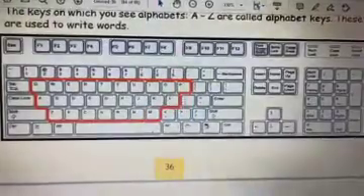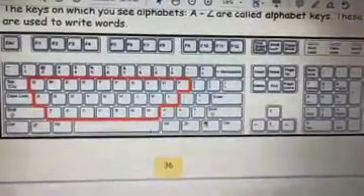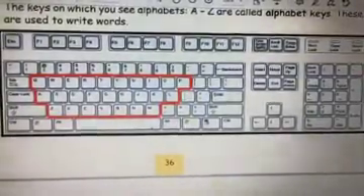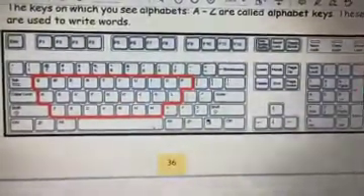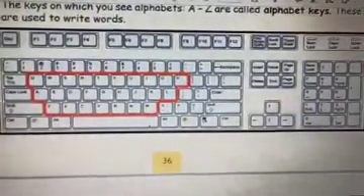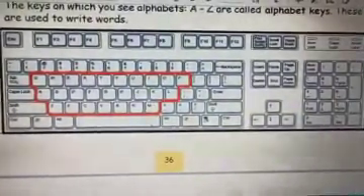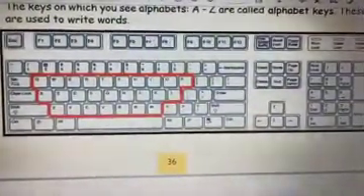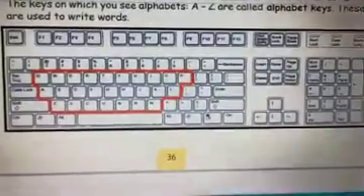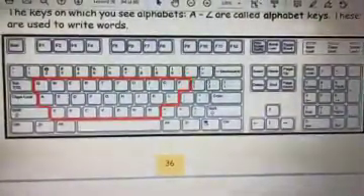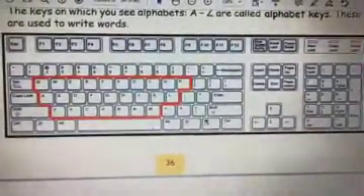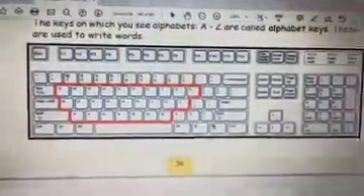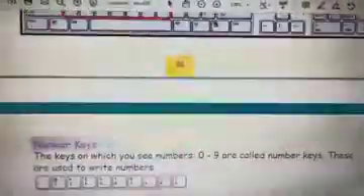Now the highlighted ones, you can see ABCD is written on that, right? These are called alphabets, so we call it alphabet keys. Whenever letters are written on the keys, we call it alphabet keys. In the middle portion, highlighted with the red color, you can see these are the alphabet keys. So how many alphabet keys are there on the keyboard? There are 24 alphabet keys on the keyboard, and wherever the letters are written, we call it alphabet keys.